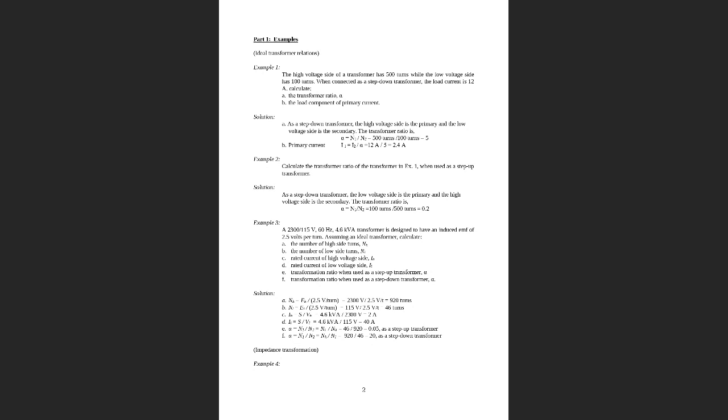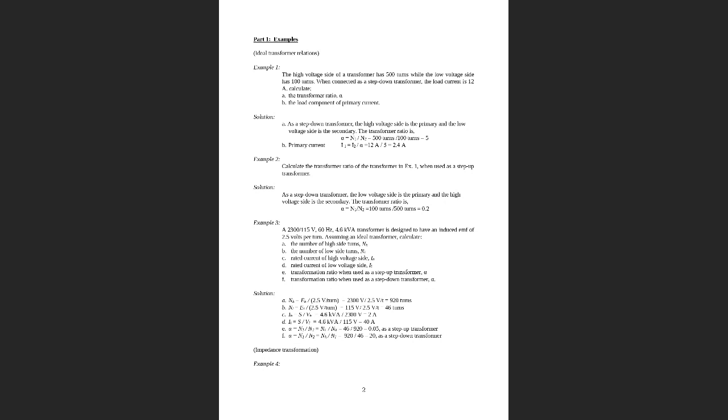That's the meaning. Because this is a step-down transformer, the primary side is the high voltage side and the secondary side is the low voltage side. Primary side, high voltage side, 500 turns, while the low voltage side, 100 turns. And given that the low voltage side is the loading side, the current there is 12 amperes. Now, with an understanding of the problem: A, find the transformer ratio. B, the load component of primary current.